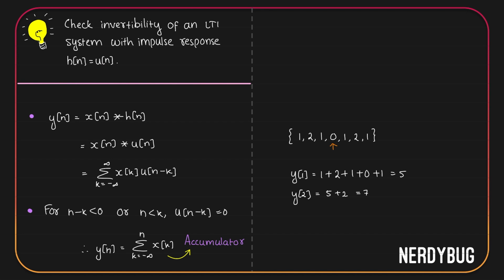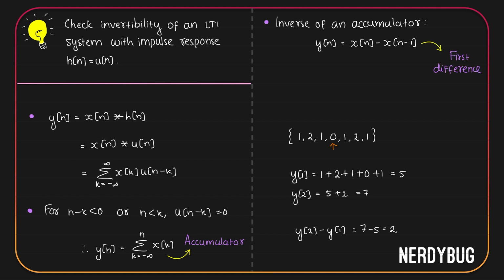In that case, what will be the inverse of this system? Let us say I took y of 2. My input was 2. It got added to the previous output. I want to recover my input 2. What should I do? I should simply take y of 2 and subtract y of 1 from it. Subtract the previous sum from the current sum. So I'll get 7 minus 5, that is equal to 2. So this is all we have to do to get the inverse of the accumulator. Inverse of an accumulator will have this kind of a behavior. It is called first difference.